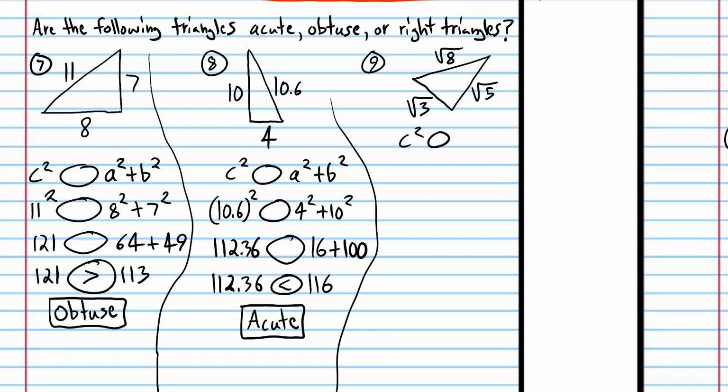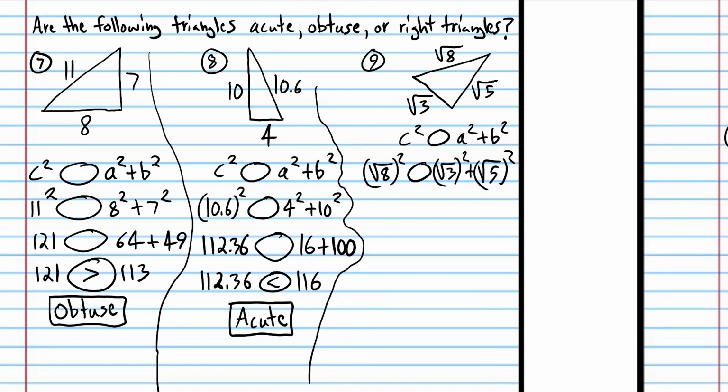Again, we're using c squared and a squared plus b squared. The longest side is obviously root 8. We have root 3 squared plus root 5 squared. So root 8 squared is just 8 because we're just doing the opposite of square rooting. We're squaring. And then we have square root 3 squared is 3 and square root 5 squared is 5. So we have 8 and then 8. So you can see obviously that 8 is equal to 8.